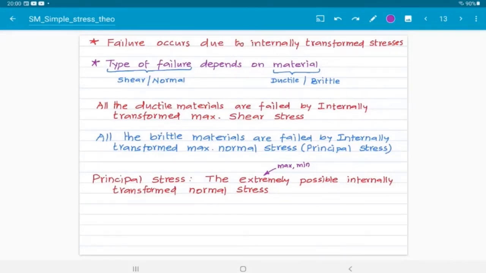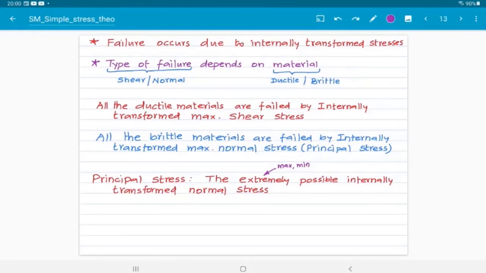You are going for an industrial visit, right? I am also your classmate. We are all going to the industrial visit. We are seeing one structural engineer calculating the principal stress. It means he is working on which type of material? Brittle material, excellent. Brittle material, because why is he calculating principal stress?